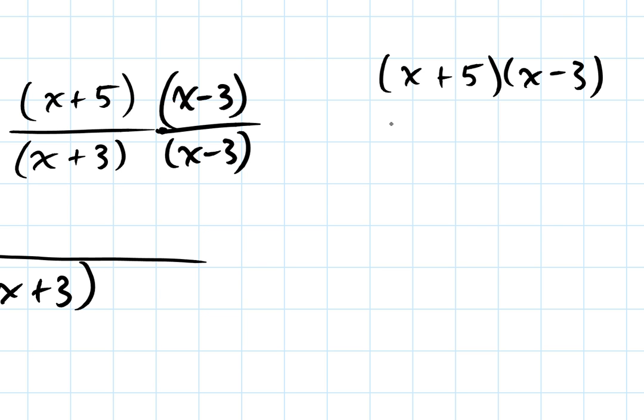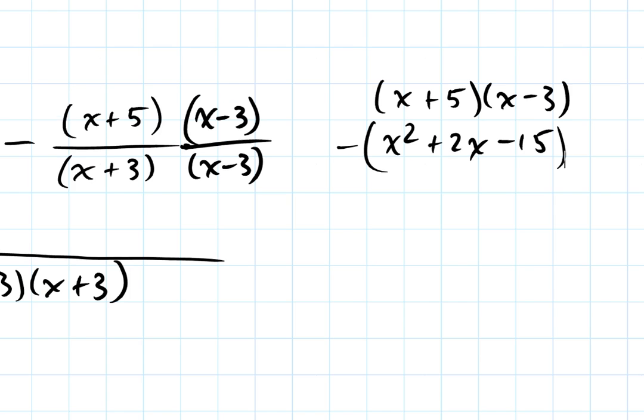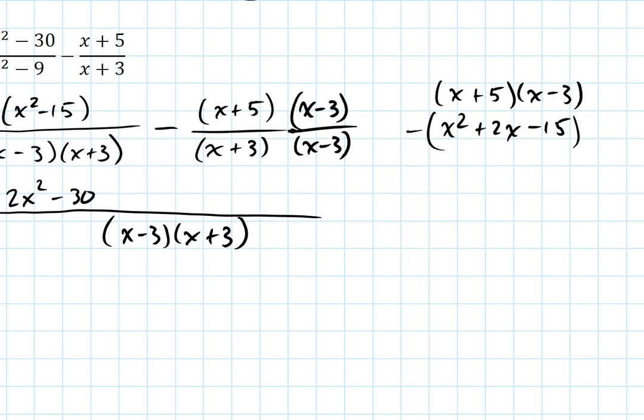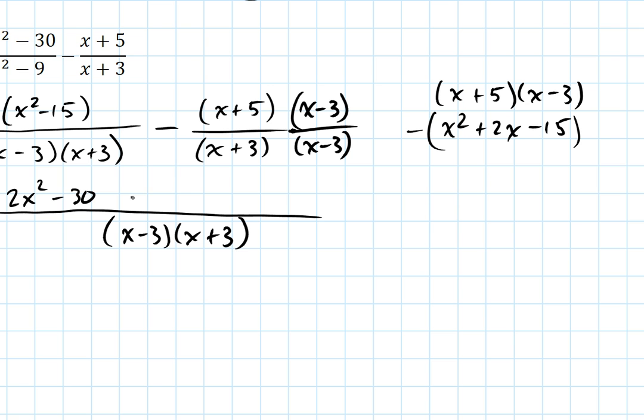When I do that, I get x squared plus 2x. 5 minus 3 is 2, minus 15. So that is what I am subtracting. I am subtracting that entire thing. So let's make sure that we write that down correctly. Minus, in parentheses, x squared plus 2x minus 15.